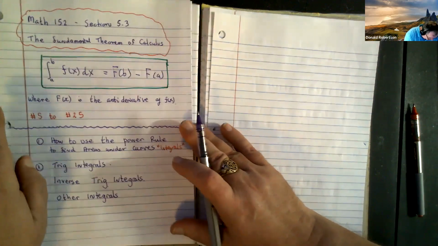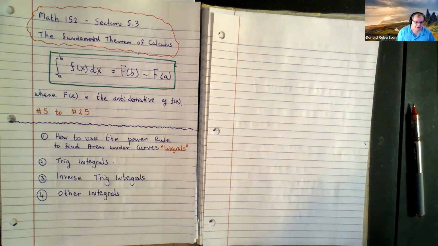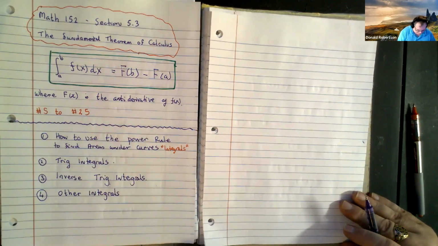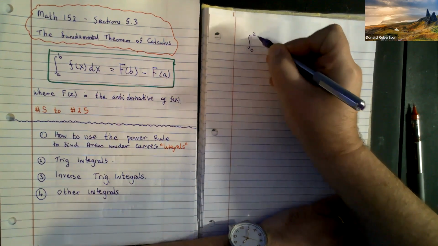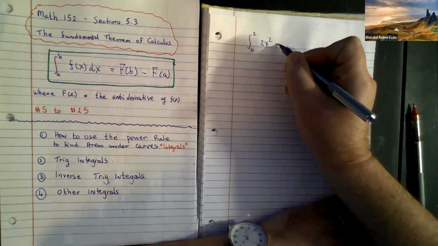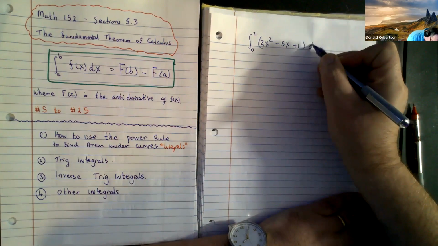So the first major chunk of questions, the largest number of questions, we are going to find the area under the curve. I'm going to change the name now. Instead of saying the area under the curve, I'm just going to say integral. So we are going to be finding integrals, and the vast majority of the 20 odd questions are going to be using the power rule. So let's find the integral from 0 to 2 of 2x squared minus 5x plus 1 dx.